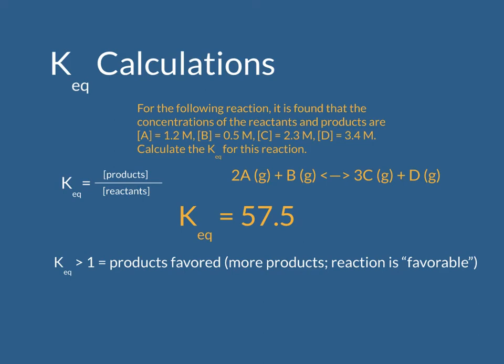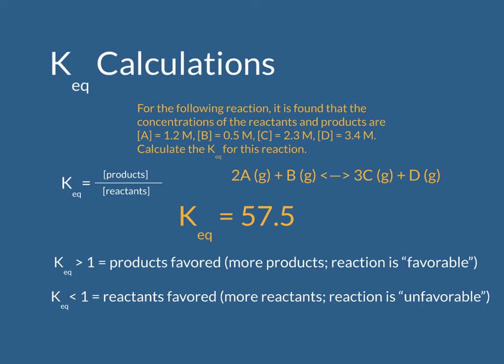This type of reaction is considered favorable. If our KEQ value is less than 1, then our reactants are favored. We have more reactants at equilibrium and our reaction lies to the left. This type of reaction is considered unfavorable. So for this reaction, since our KEQ is definitely greater than 1, we know that we have more products at equilibrium, and we would consider this reaction a favorable reaction.